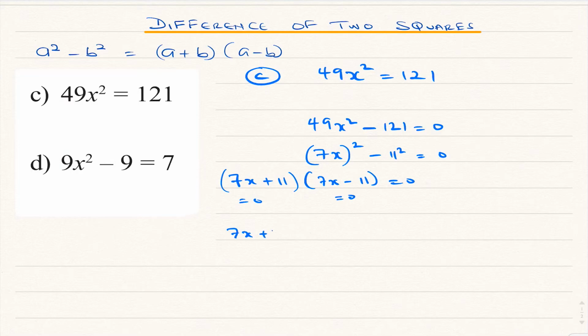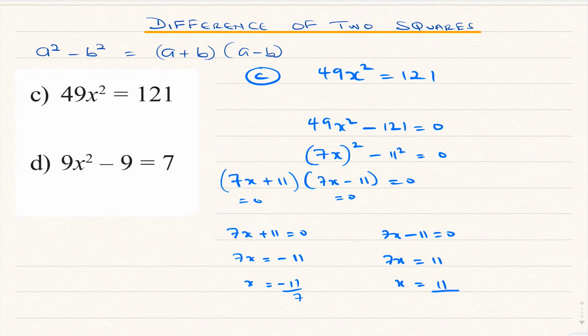7x plus 11 equal to 0. 7x equals minus 11. x equals minus 11 over 7. And the other one is 7x minus 11 equal to 0. 7x equals 11. x equals 11 over 7. So those are the solutions.